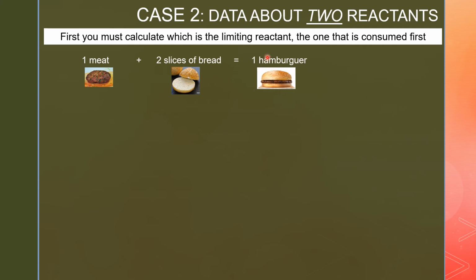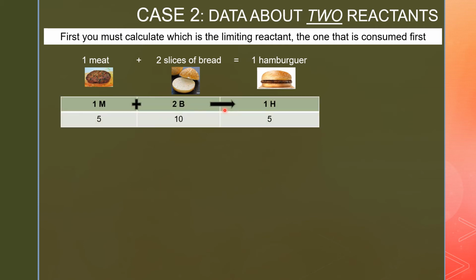If you want to make a hamburger, you will need 1 piece of meat and 2 slices of bread. So if you have, for example, 5 pieces of meat and 10 slices of bread, you will make exactly 5 hamburgers. In that case, it is said that they are in stoichiometric amounts because nothing is left over. But what happens if I get 23 pieces of meat and 14 slices of bread? How many hamburgers can I make?